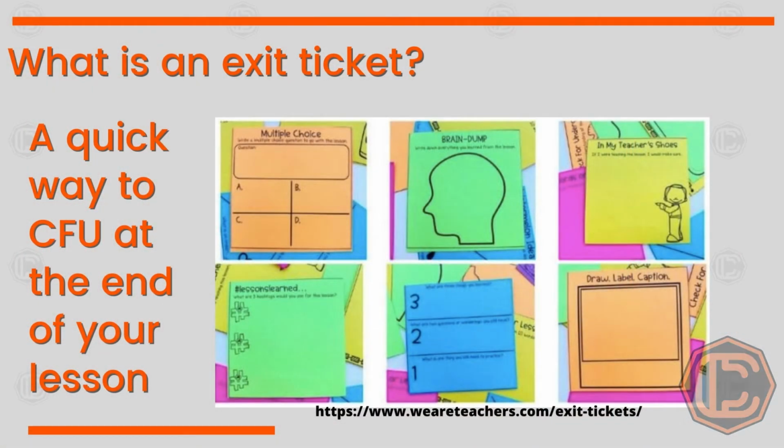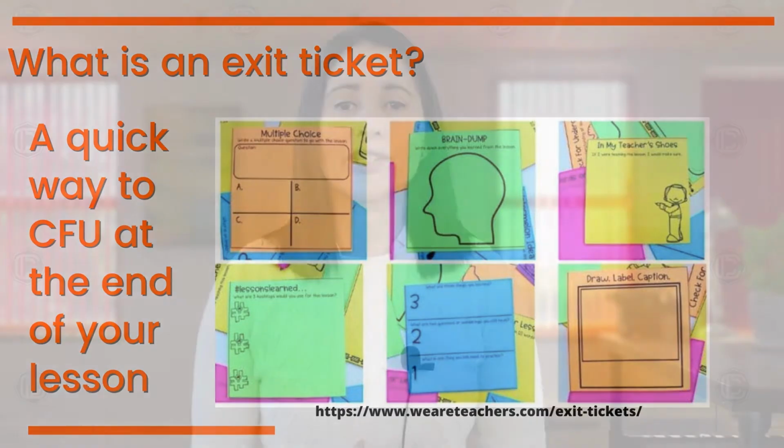An exit ticket is a quick way to check for understanding at the end of your lesson, and it works at all levels and all subjects. You don't have to put it in your gradebook, it's just valuable information to help you decide what's your next move. You can make an exit ticket for each lesson that has a main objective.